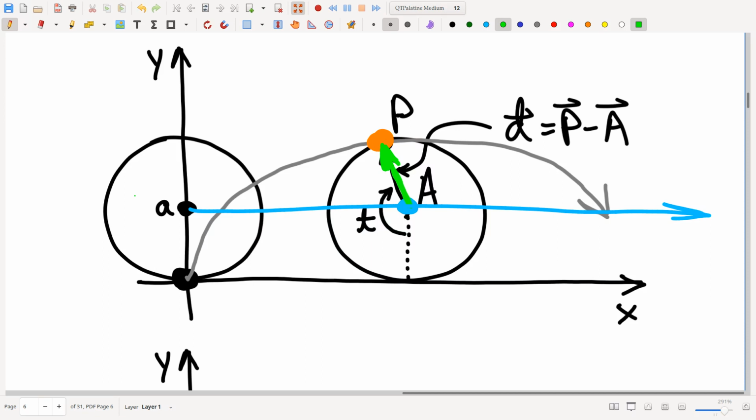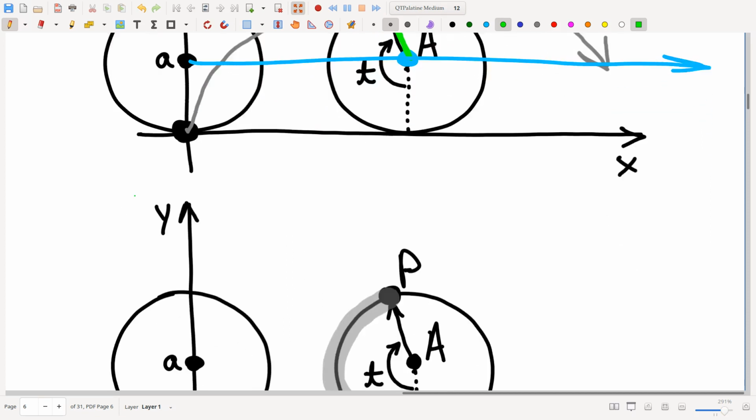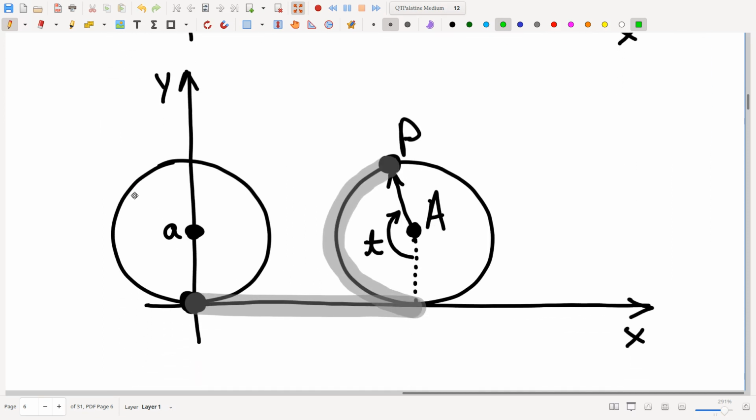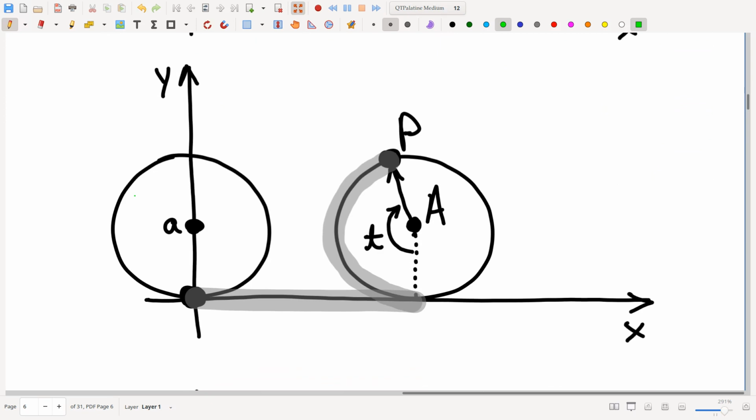All right, here's the last big point. It has to do with the axle. Reminder, our axle is at this location right here. Okay, so here's the big point.